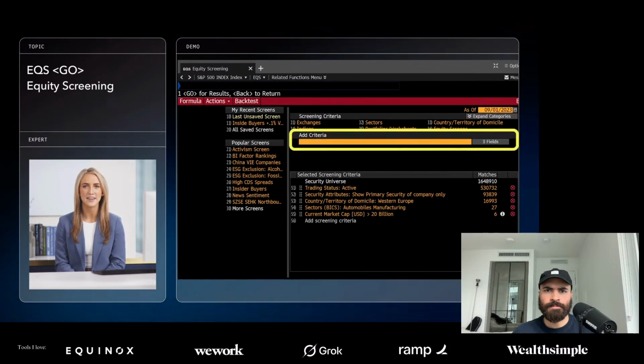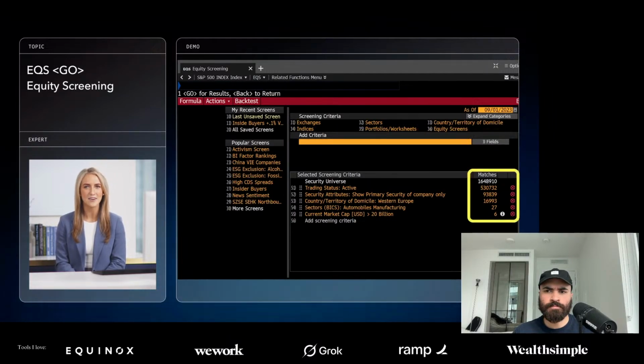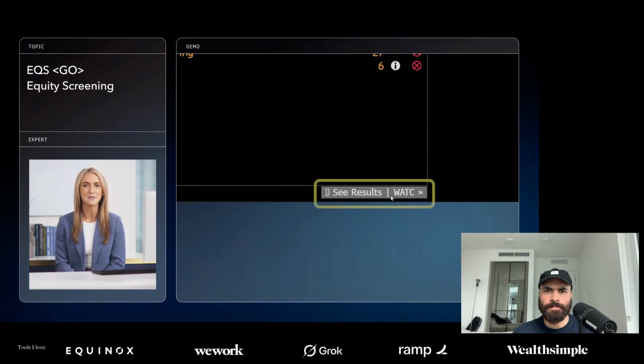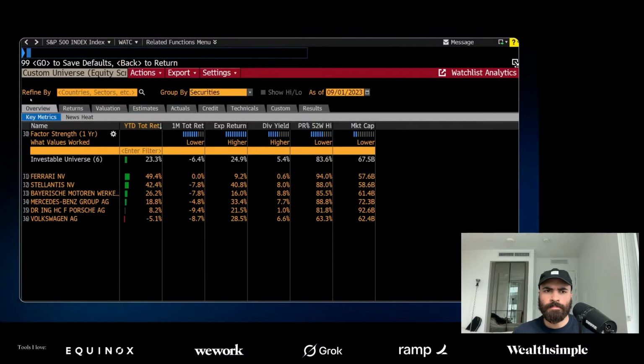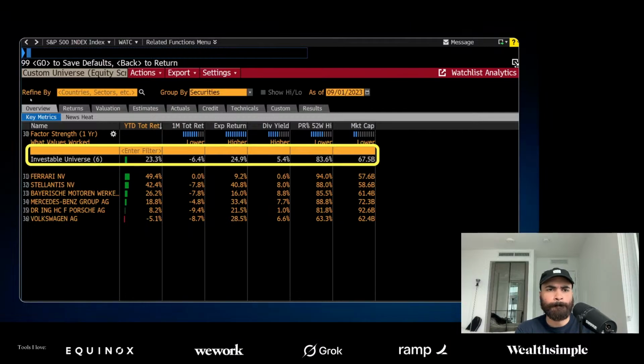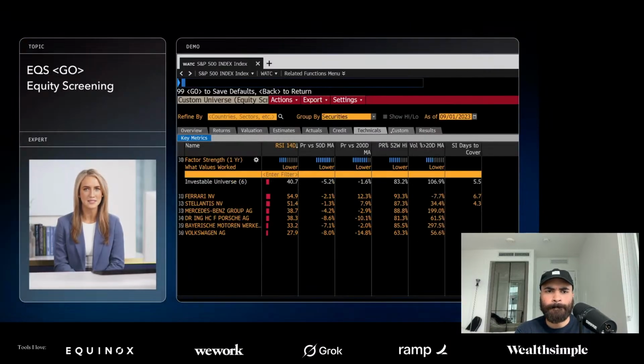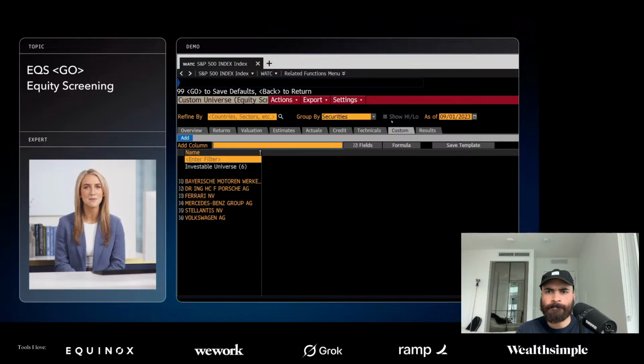From here, we can add more criteria for our search for European car makers, but we've already narrowed down the field to 6 options. So let's click through using the See Results button in the bottom right. This has brought us to the Watchlist Analytics function, which lets us analyze a collection of securities through many lenses. Along the top, we can see averages for the entire basket. But if there are different metrics you want to see, use the custom column at the top to build your own data table based on hundreds of possible fields. Now go build the security universe of your dreams.